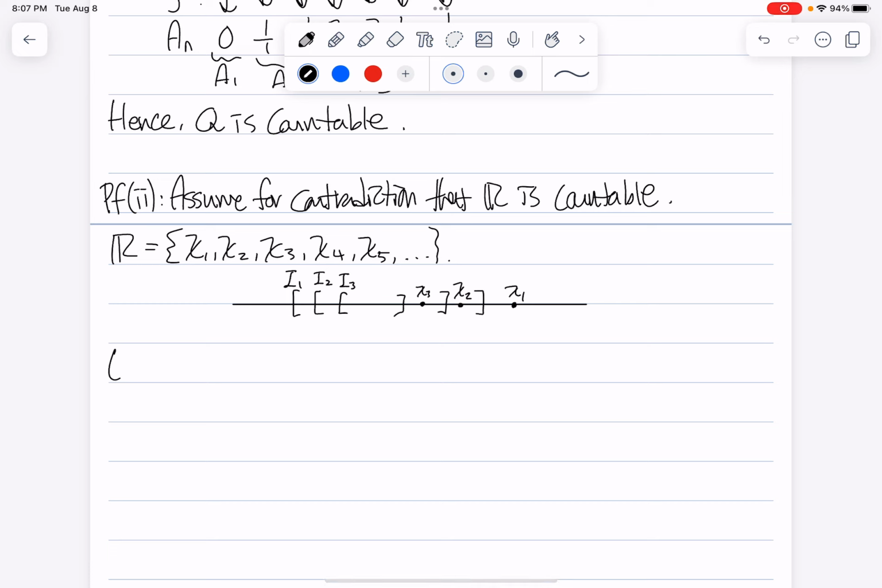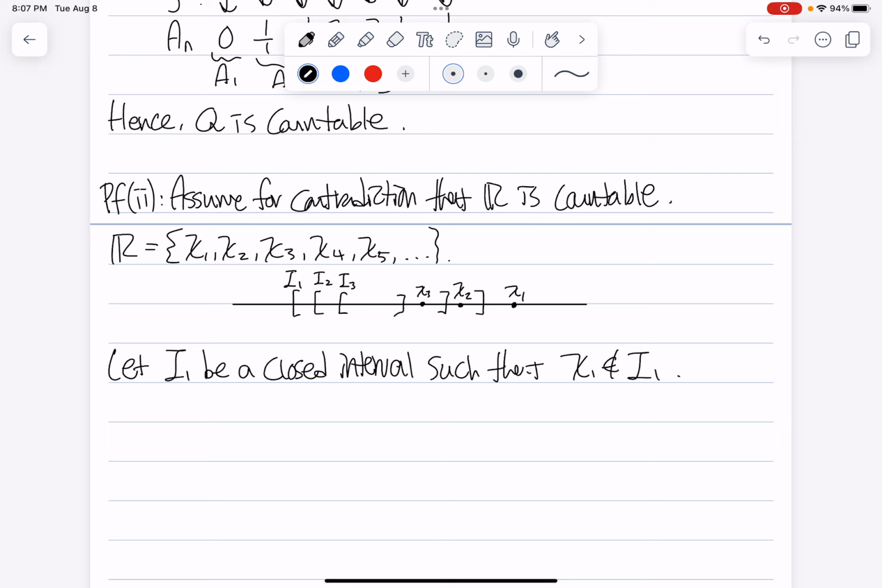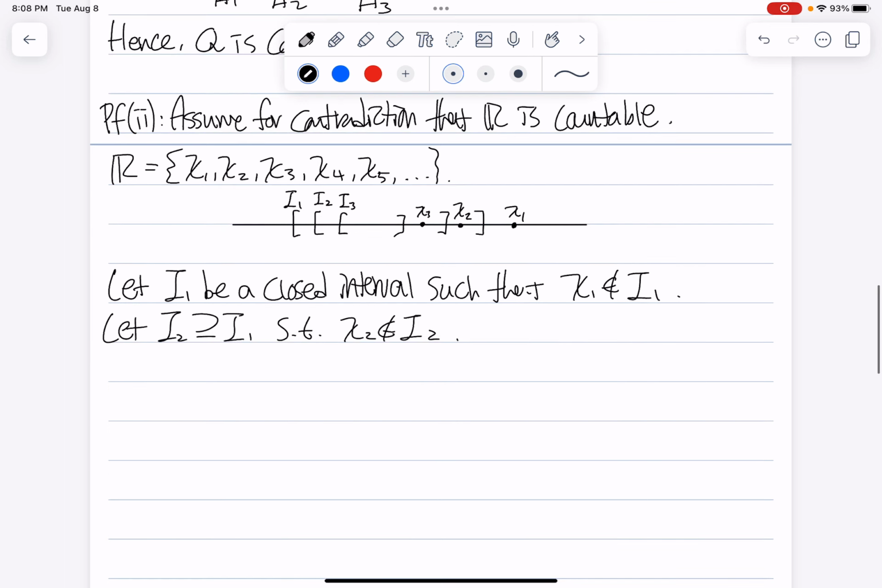All right. So let I1 be a closed interval such that x1 is not in I1. And just for clarification, these x1, x2, x3 are the elements of the list of the real numbers we have up here. All right. Now let I2 be a closed interval that is entirely contained in I1 such that x2 is not in I2. Do you see the pattern here?